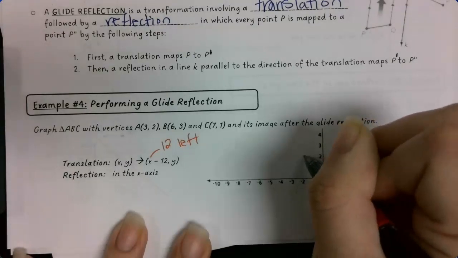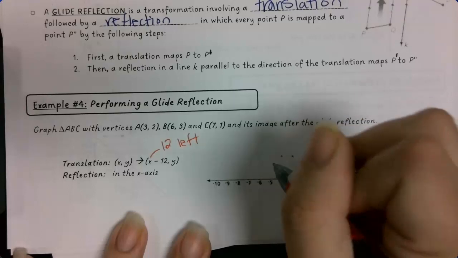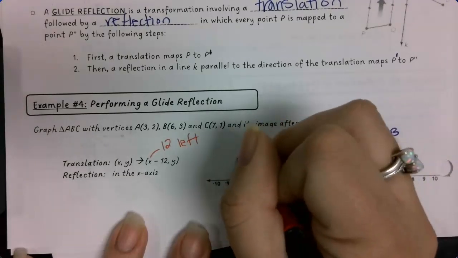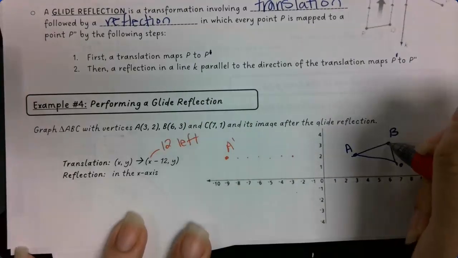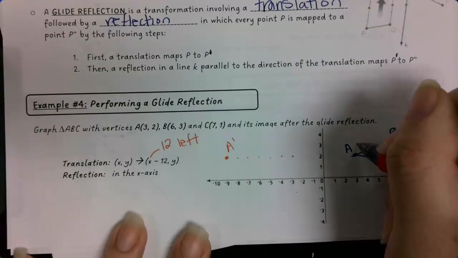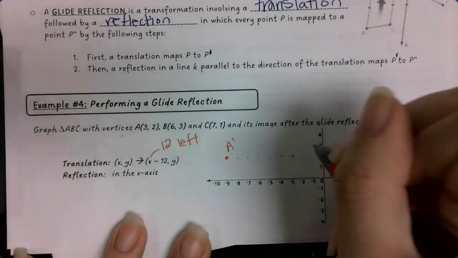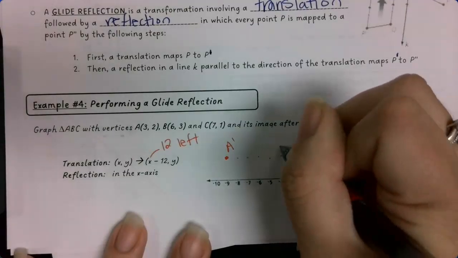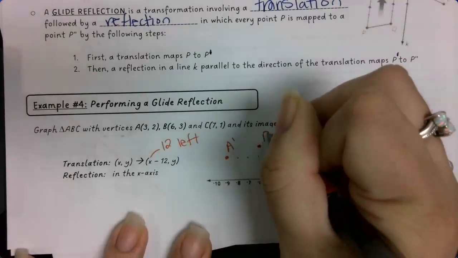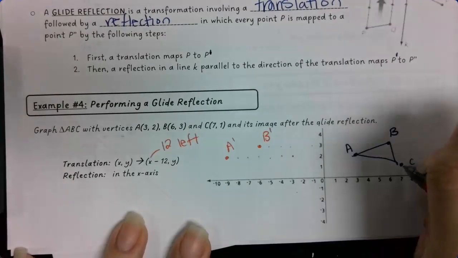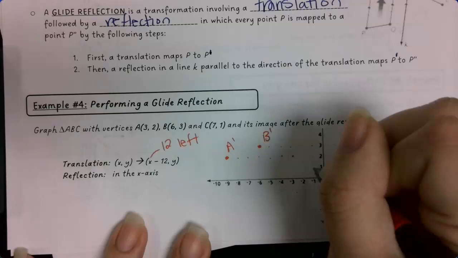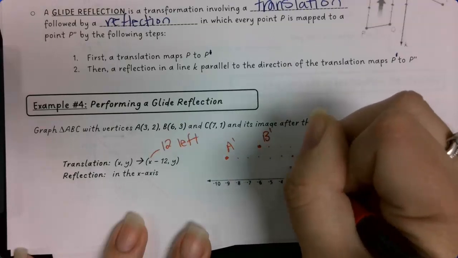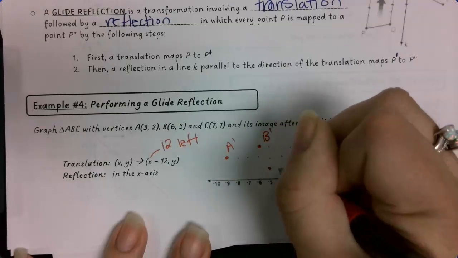1, 2, 3, 4, 5, 6, 7, 8, 9, 10, 11, 12. And this is going to be my new A prime. And I'm going to do the same thing for all my other points. And then same thing for this one.